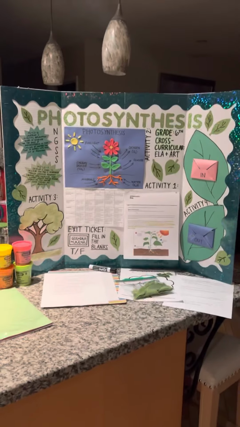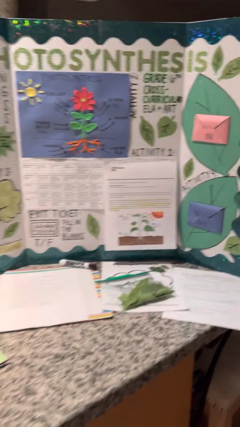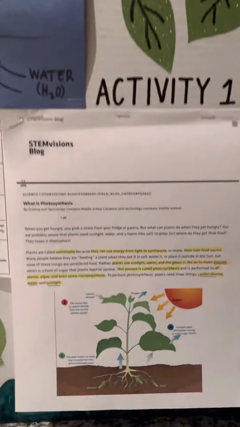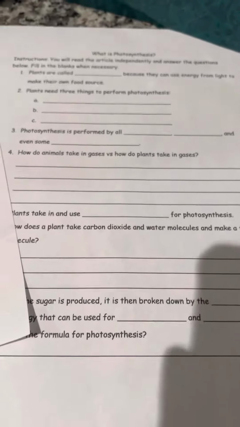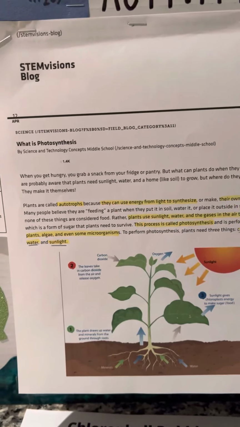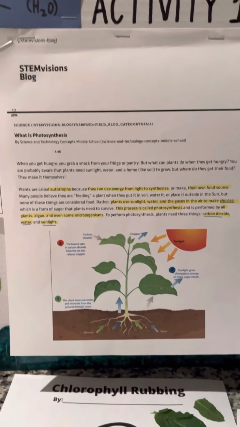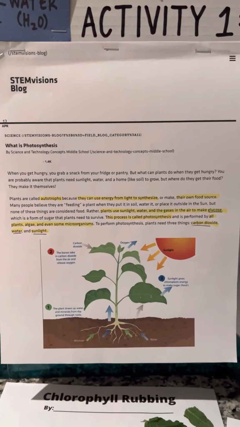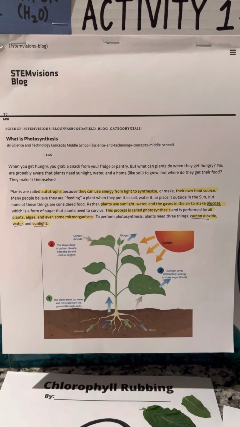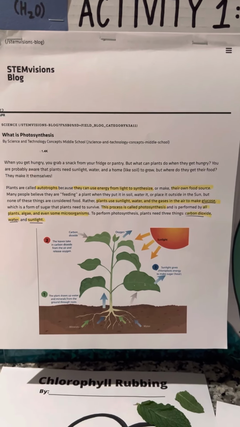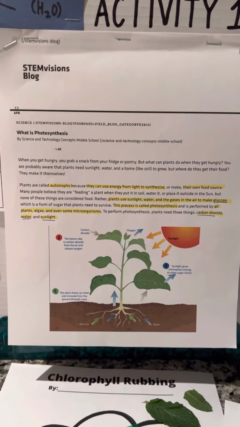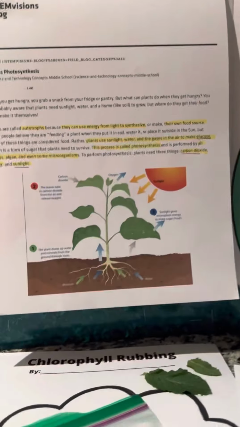So the first activity, we're going to be reading an article and completing a worksheet. This activity is cross-curricular because it uses ELA and science. As a class, we will read the article, What is Photosynthesis? By Science and Technology Concepts Middle School. Then I would have students read the article again, but independently. They will annotate the article and answer the worksheet provided to them.